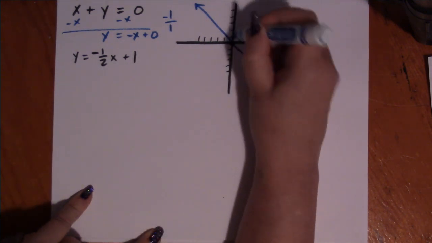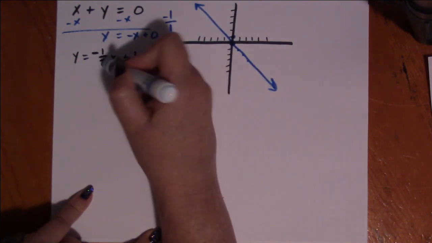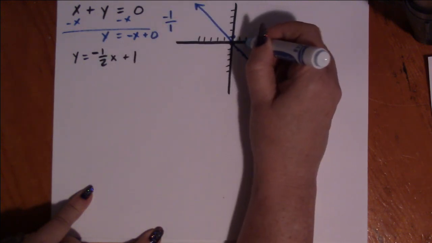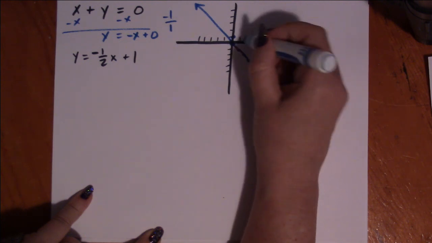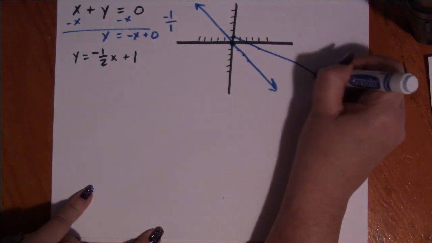So we're going to start at the 1, and we're going to go down 1 and over 2, down 1 and over 2, down 1 and over 2. And this isn't going to get us across that line at all.